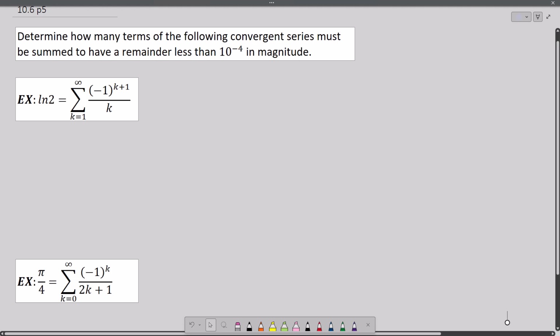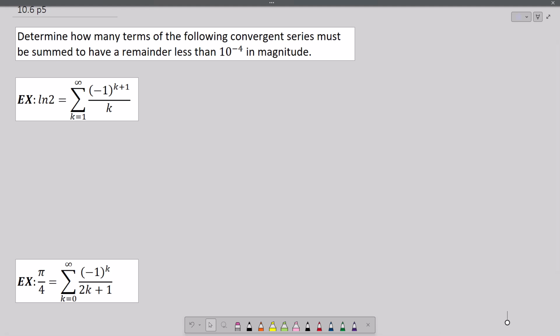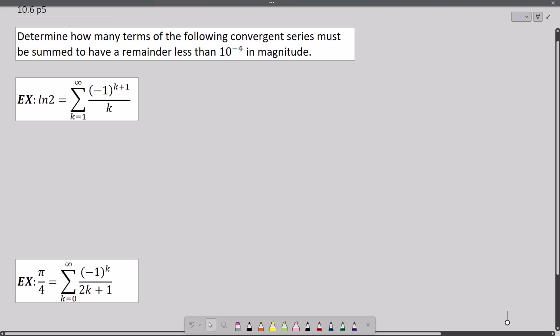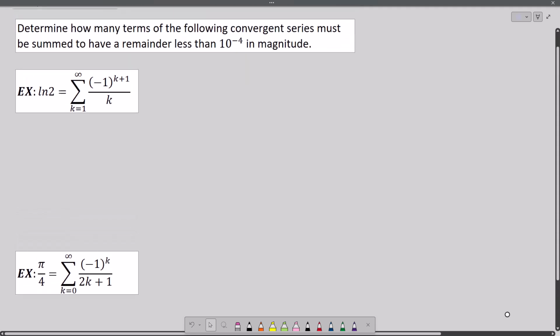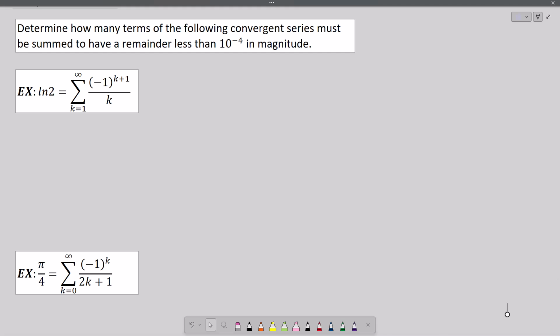These are two convergent alternating series. We see that they're alternating because they have a switch. The a sub k here is 1 over k. The a sub k here is 1 over 2k plus 1. So again, the a sub k does not include the switch. Both of these converge, and we know what they converge to. That's not really important what they converge to in this case. It's just what we happen to know in these two.